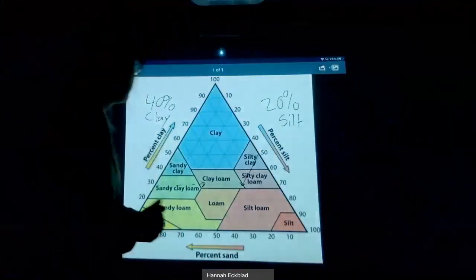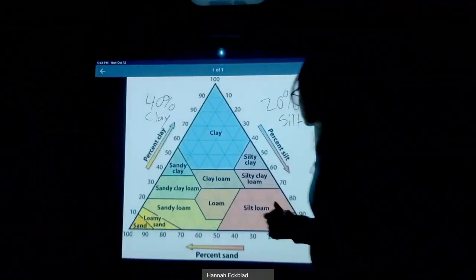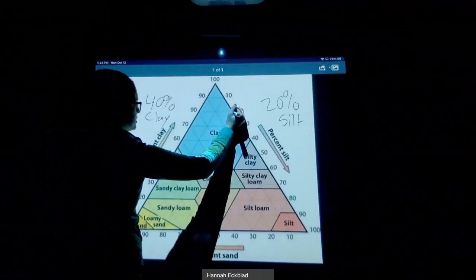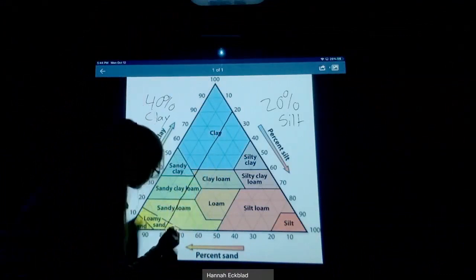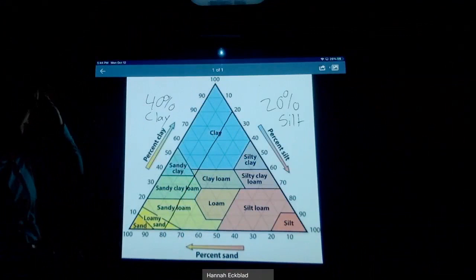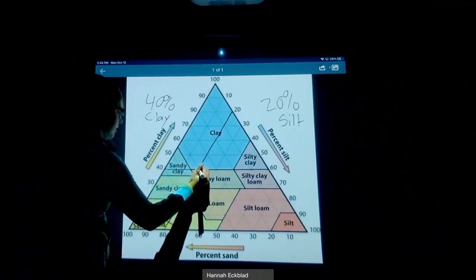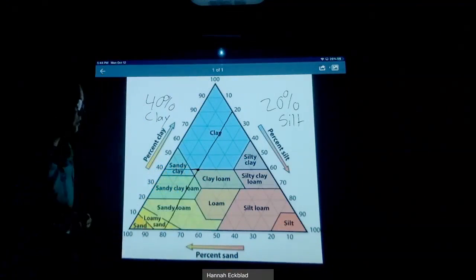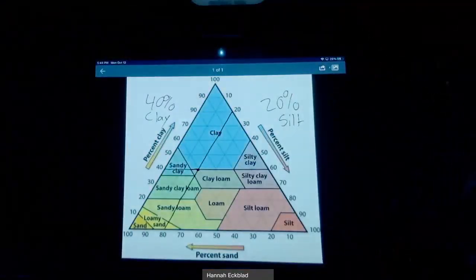What we can do is look at our silt. And remember, our silt lines go this way. And we can look at 20% silt. So I've got 20% silt here. I'm going to just follow that line all the way down. And we've got our clay, which we know is 40%. And I can travel on that line. And it's going to be on the line between a clay and a clay loam. We're going to call it a clay loam because that's what I feel like calling it. But it's right on that line.